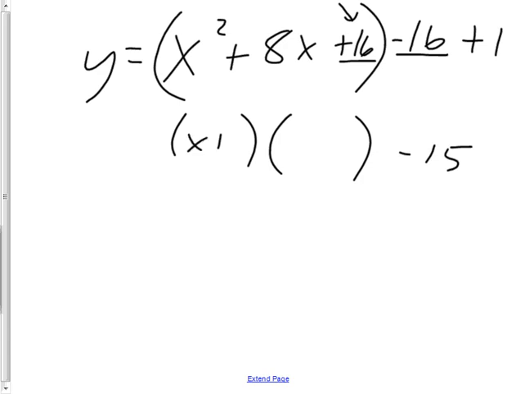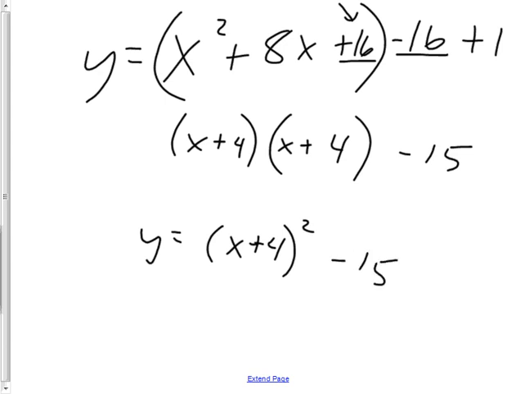And this is x plus and x plus. And since it's perfect, they got to be the same. And what do I put? 16? Common mistake. No, what do I put? 4 and 4. That makes it 16. And then my final answer is x plus 4. They combine together to be squared minus 15. And haven't I just found the vertex too? And the vertex would be negative 4 comma negative 15.